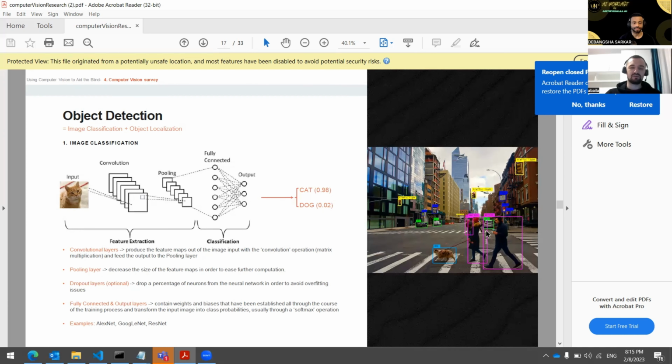So you want to decrease the image as much as possible, but still keep within good accuracies. You have dropout layers, which basically just drop a percentage of neurons from the neural net to avoid overfitting. And finally, we have fully connected and the output layers, which are basically the last judge, as in they contain the weights and they make the decision that, for example, here, this cat is actually a cat, right? So what's the probability of this being a cat?